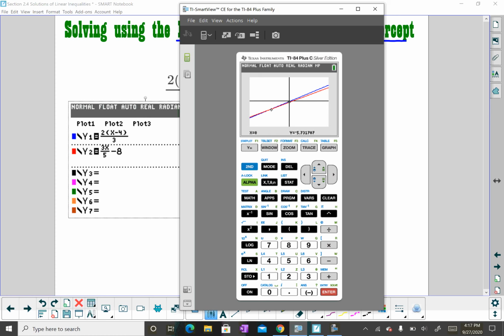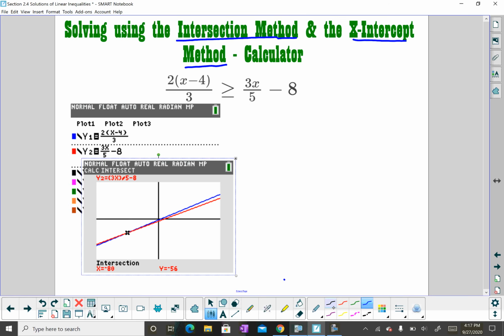Okay, so let's find that intersection point first. Second, calculate, intersect number 5, and we're just going to hit enter 3 times. Enter, enter, enter. And the intersection point, most importantly from that, is the x value. The x value of -80 is where they're intersecting. So the point is -80, -56.